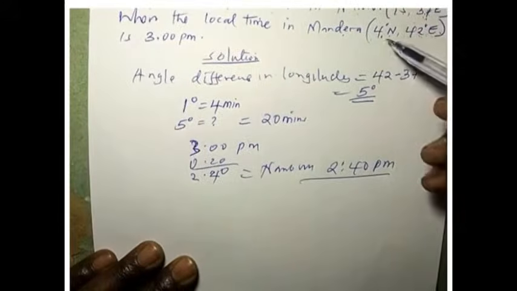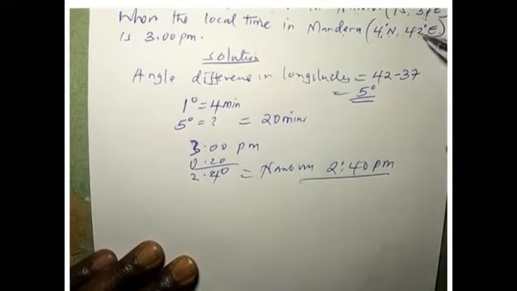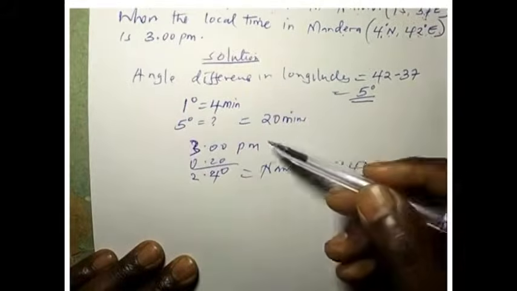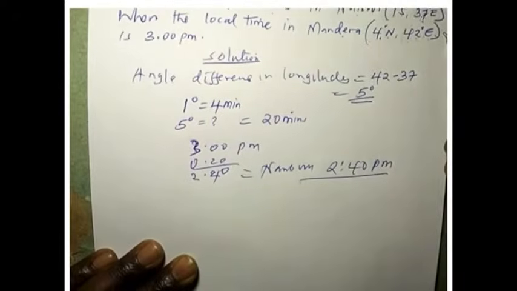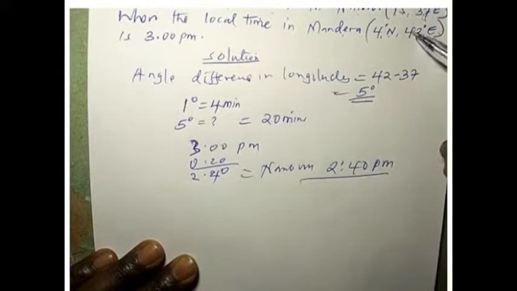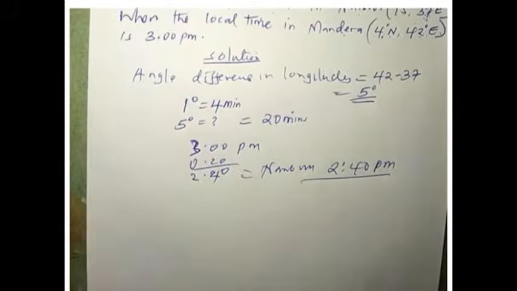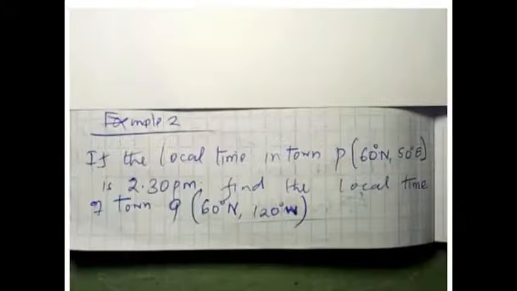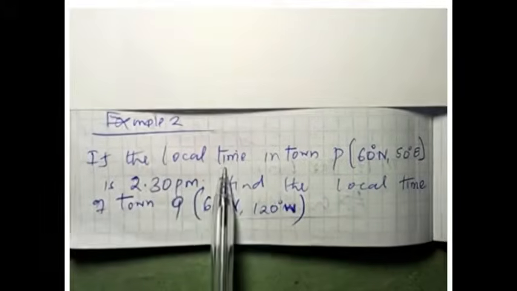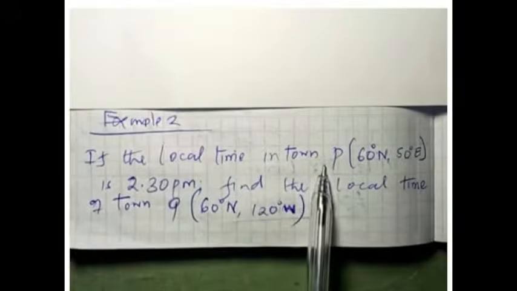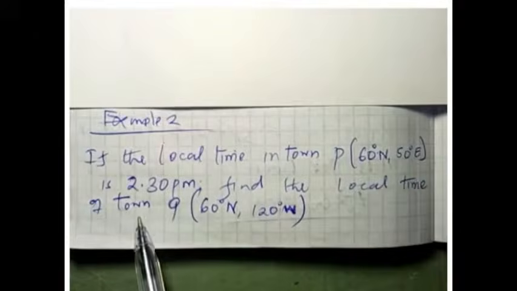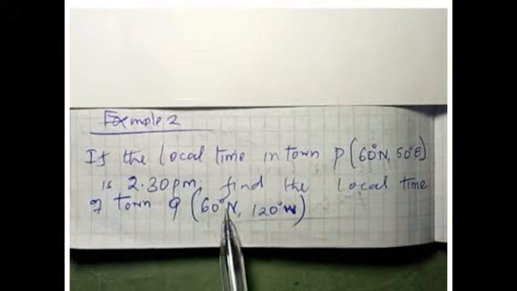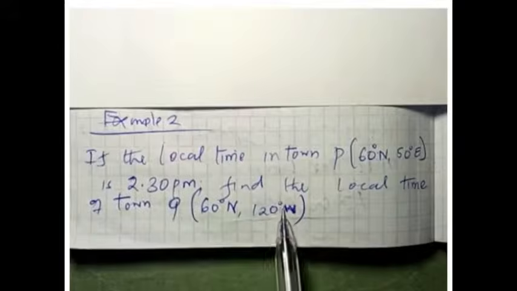If we were getting a place ahead of Mandera, we would add the time. This 20 minutes, we add it if the place is ahead of Mandera, or to the east of Mandera. If, for example, it was 50 degrees east. If the local time in town P, 60 degrees north, 50 east, is 2:30 p.m., find the local time in town Q, 60 degrees north, 120 west.